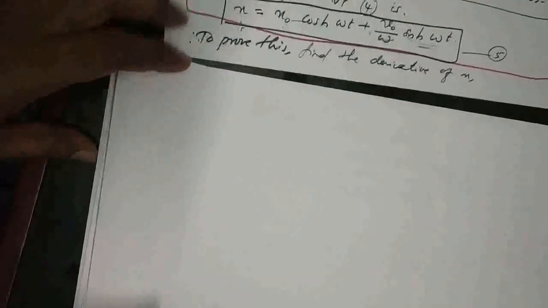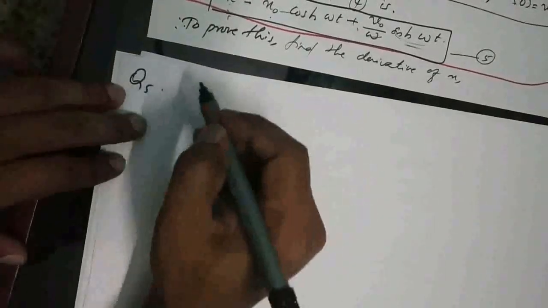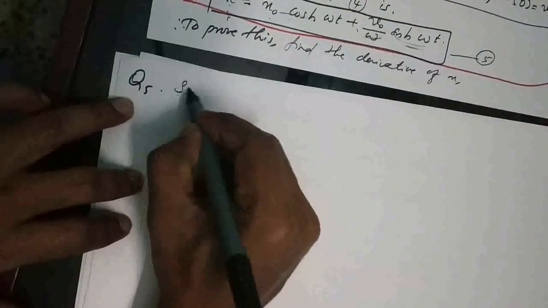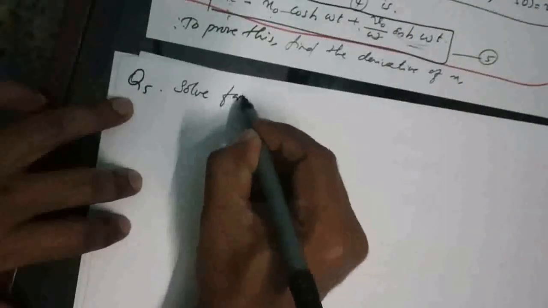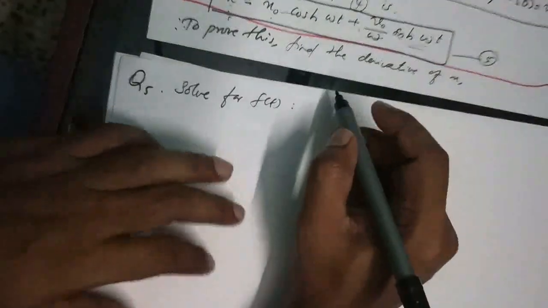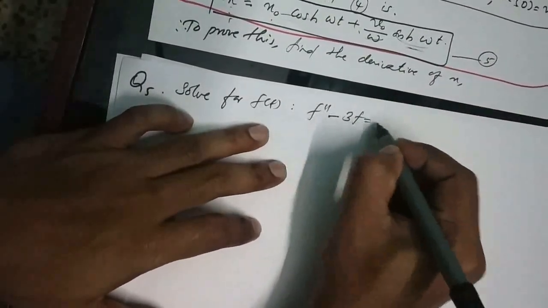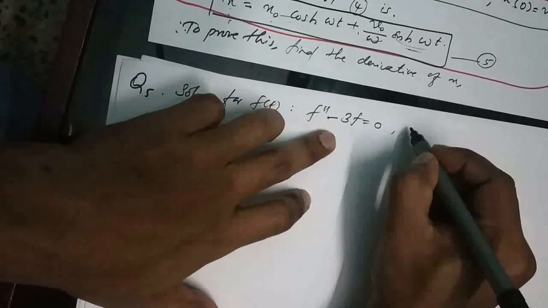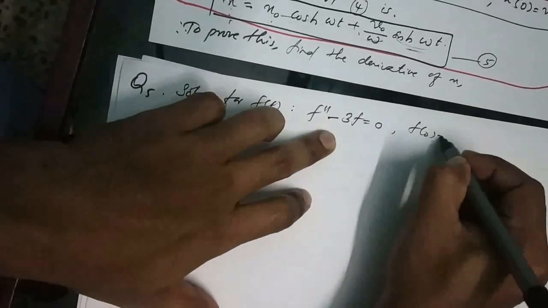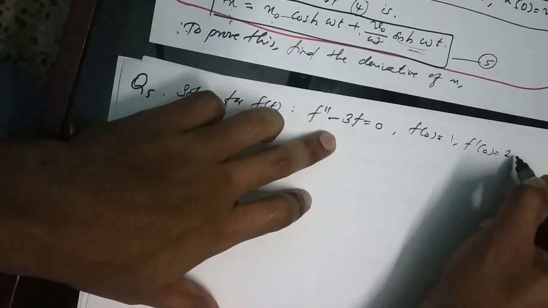Okay, we can try another problem. Q5. Solve for f(t) the differential equation f'' − 3f = 0, along with the conditions f(0) = 1, f'(0) = −2.